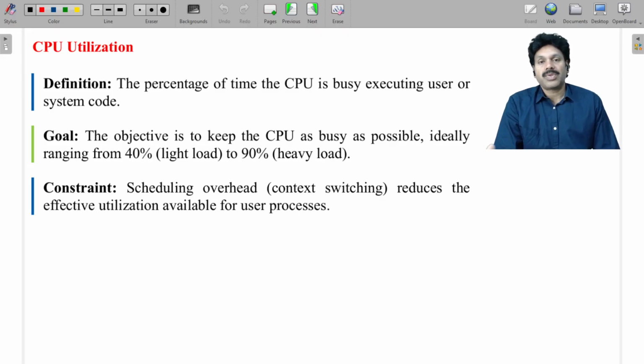Whenever the CPU switches from one process to another, there is a minute amount of time known as context switching time. For example, whenever you press Control Tab, it shows how many tasks are currently available. You choose one task, and that task is executed by the CPU. Then again, you pause the task and select another, and that task will be executed.